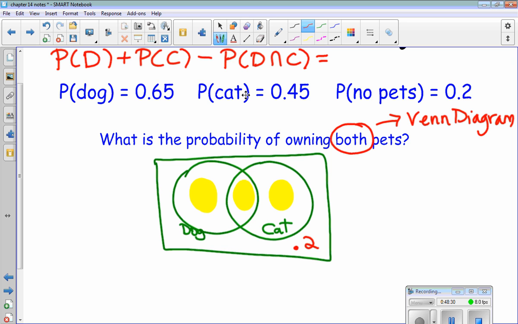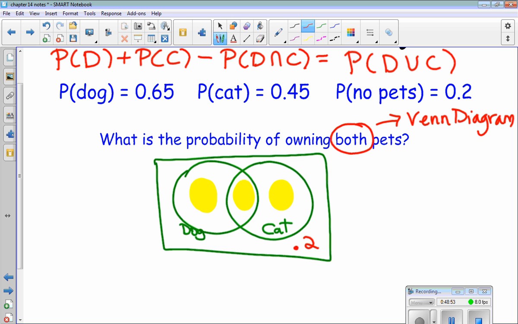What does it actually equal? It's the first formula on your formula sheet for probability. It's going to equal the probability of dog or cat. Do you agree? Dog or cat is everything added up in here, which we already know has to be what? 0.8.